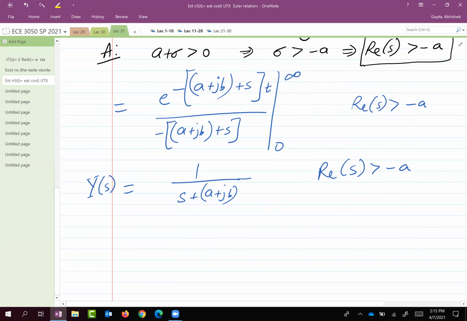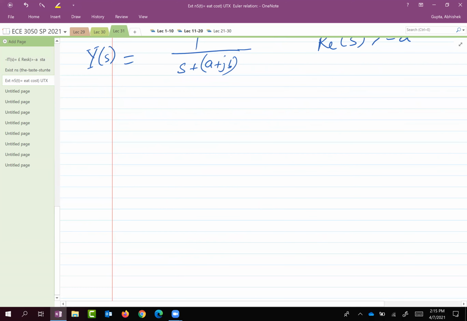Any questions so far? Is the integration step clear to everyone? Okay, perfect. So let's look at example 1 and this particular example again. If my signal is e raised to negative at ut, the Laplace transform is 1 over s plus a, real part of s greater than negative a.